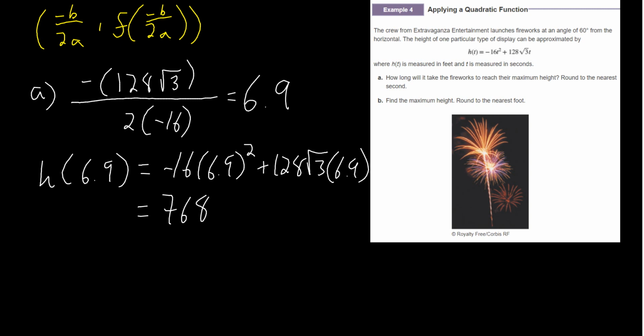So my vertex here is going to be at 6.9 and 768. I wanted to say 8. I don't know why I wrote 7 there. So that's my vertex.